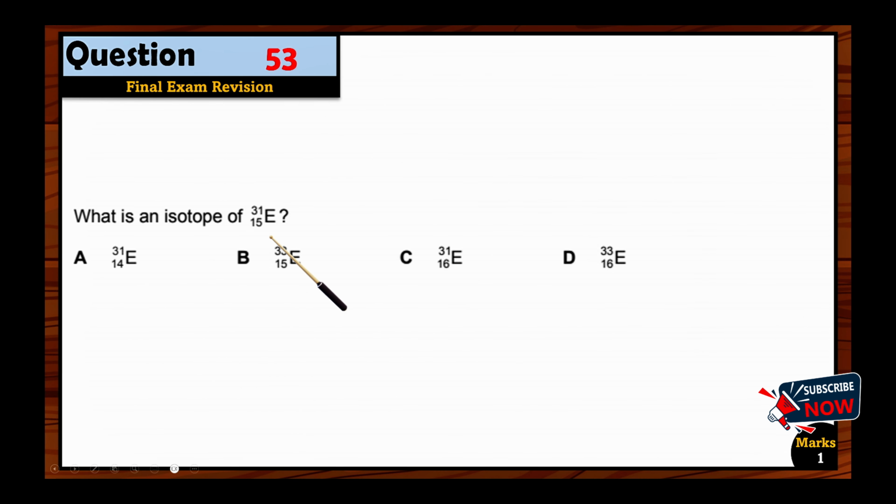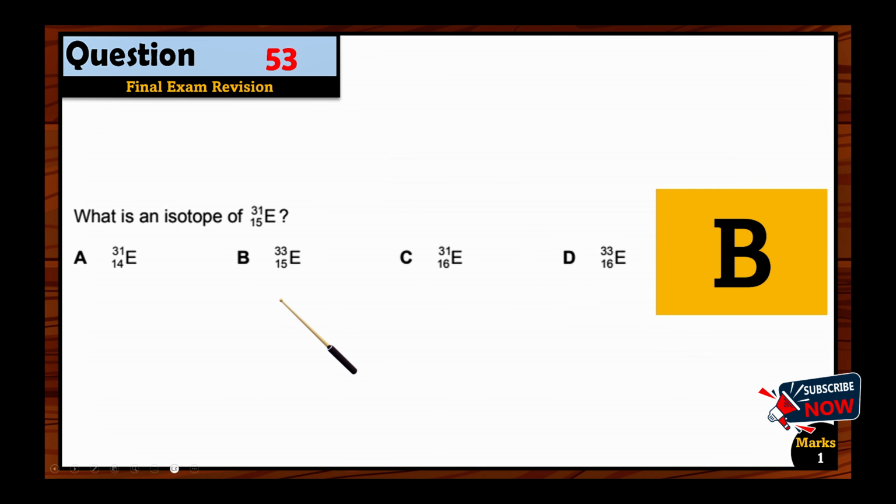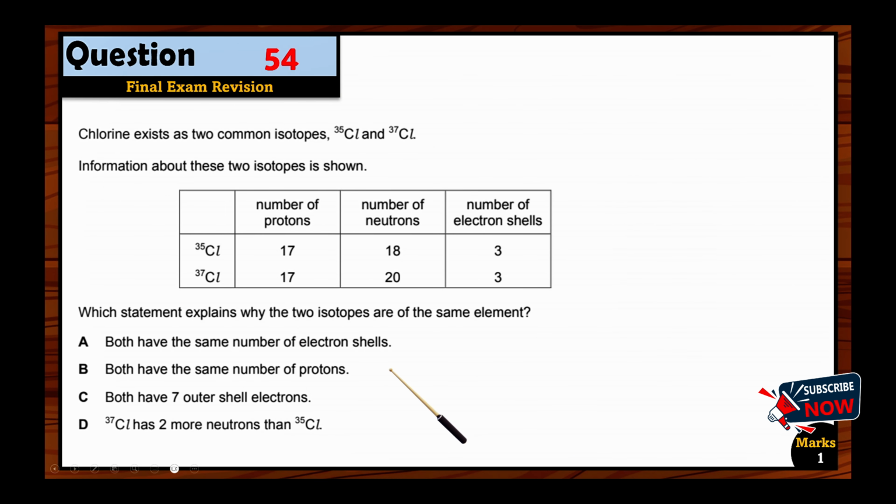Question 53. What is an isotope of E? If you see, this is the mass number, and the smaller one is always the atomic number. So the atomic number should always be the same for all the isotopes. If you can see which one has 15, only option B has 15. So it means option B is right.